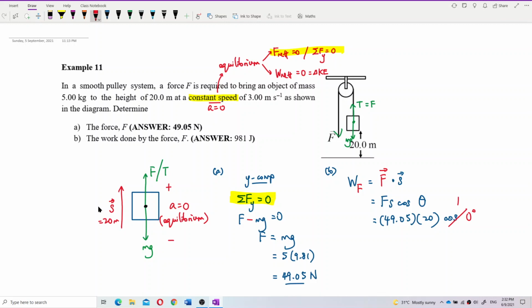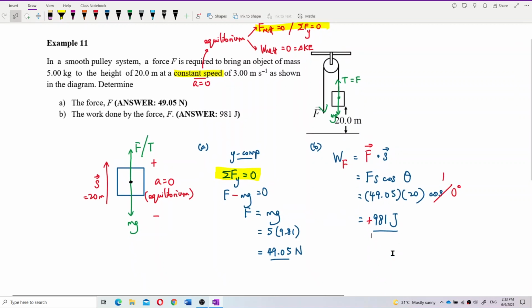Okay, so now continue. I got the answer. The work done is positive, 981 joule, and it is a positive work done. That's the work done by force F. It's not the net work done. Net work done is equal to 0. But work done by force F is positive 981 joule.